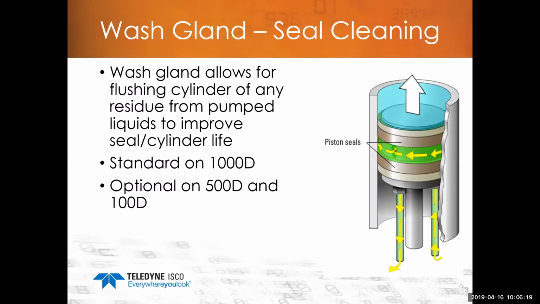One feature that is helpful in this market space is the wash gland. It allows for flushing the cylinder of any residue that might be left over from material, and it helps improve and lengthen the seal and cylinder life. This is an option on our 500D and 100D, but standard on our 1000D. It's a nice feature and allows you to get more out of your pump, with a longer life and a longer life for your seal. So when you're looking at syringe pumps in the oil and gas space, this is a feature you would definitely want to consider having put onto your pump.